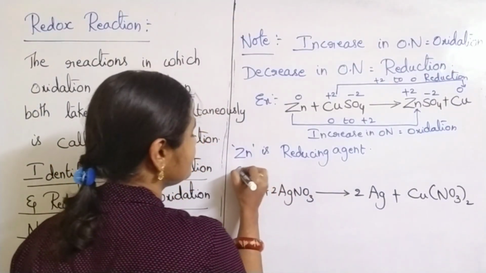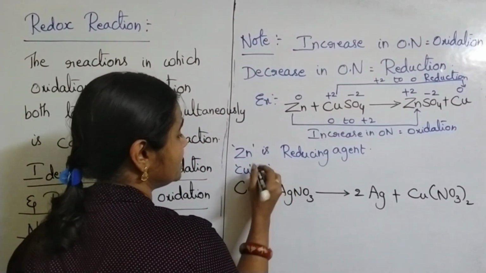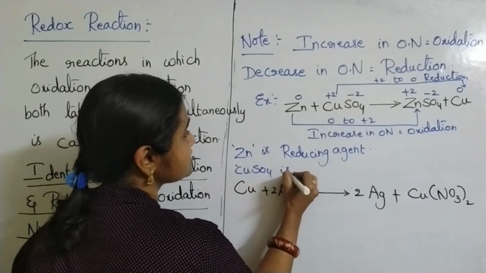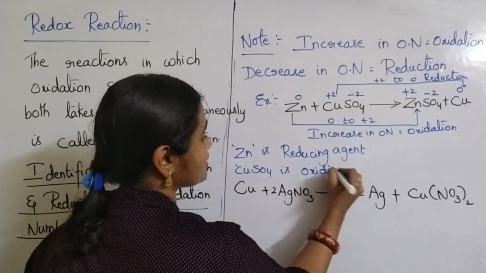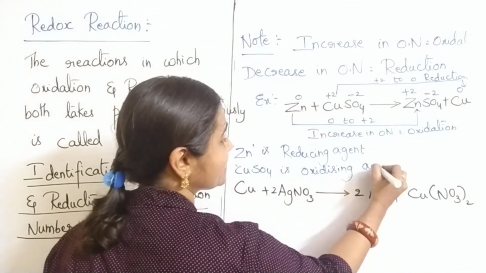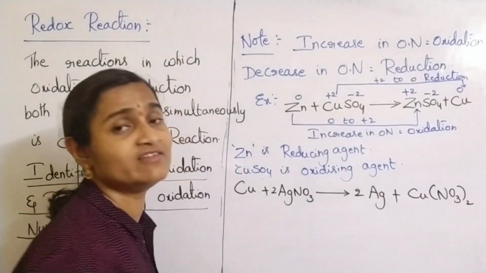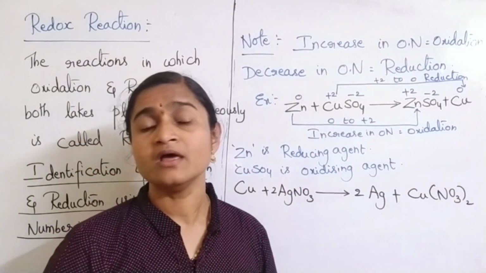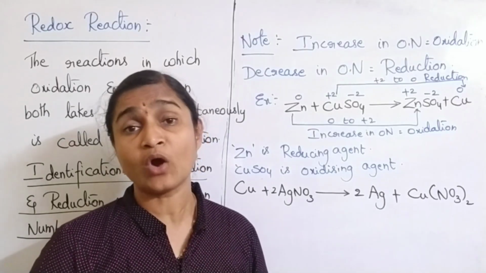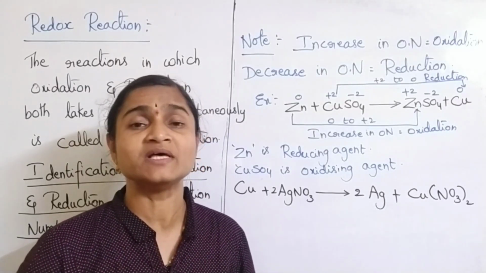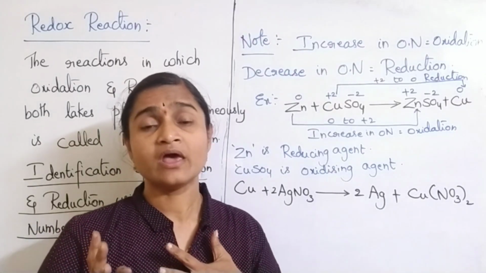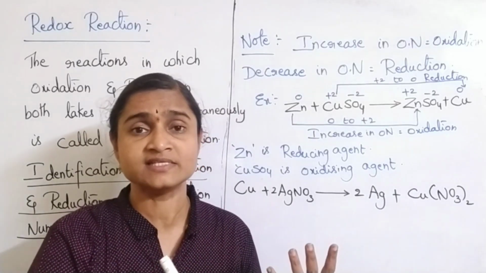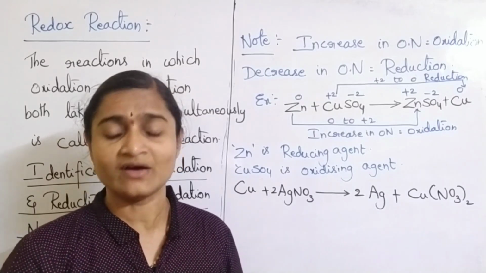So here you have to remember, CuSO4, not only Cu, is the oxidizing agent. Whatever substances act as oxidizing and reducing agents, they will be present only in the reactant side. After the product formation, whatever substances are formed, you are not supposed to call them oxidizing and reducing agents. Only the substances which are participating in the reaction can act as either oxidizing or reducing agent. This point you have to remember.